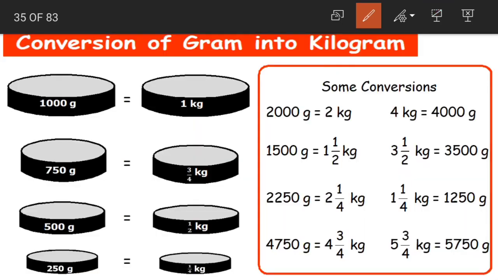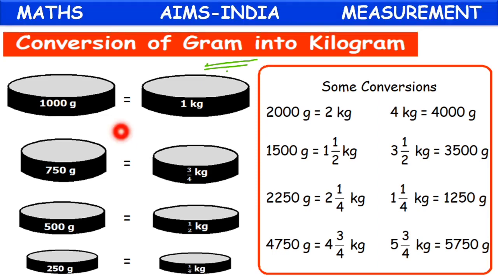Is this clear, children? We should divide the given unit of grams by 1000 to convert it into kilograms. See, what is the relation? 1000 grams is equal to 1 kg. 1000 grams is equal to how much? 1 kg. Now 750 grams is equal to 3 by 4 kg. 500 grams is equal to 1 by 2 kg. 250 grams is equal to 1 by 4 kg.